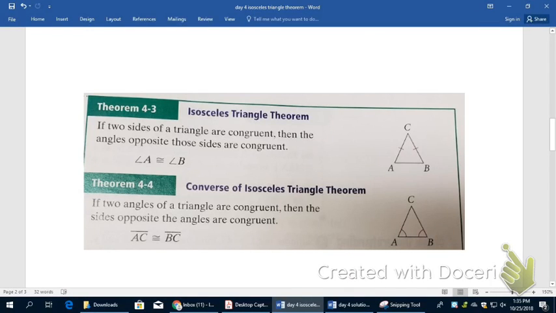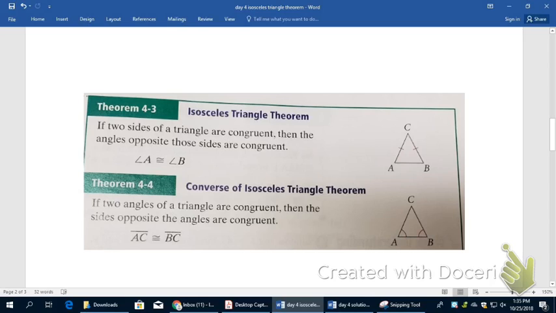Alright, today we're talking about the isosceles triangle theorem as well as its converse. First of all, if a triangle is isosceles, then the base angles are congruent. In this situation, ABC would be our isosceles triangle. BC and AC would be your legs. AB would be what's called the base of it.